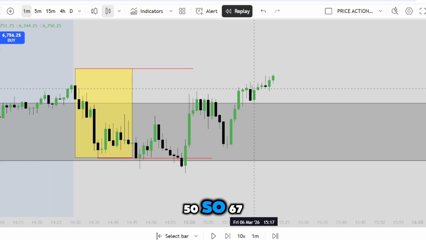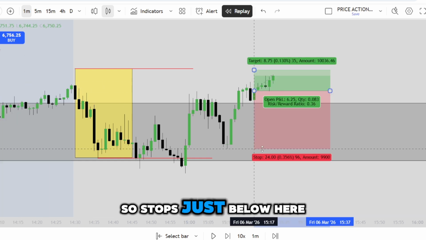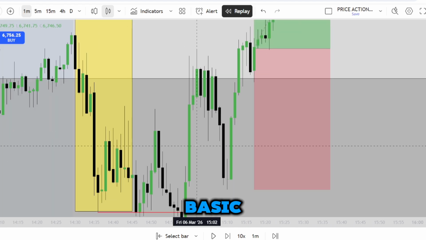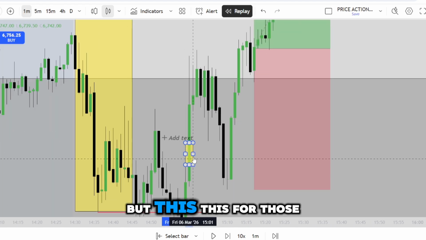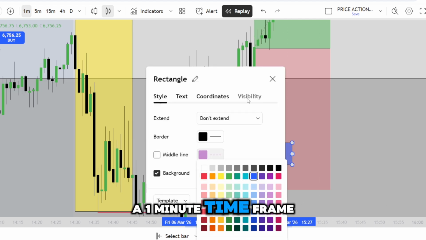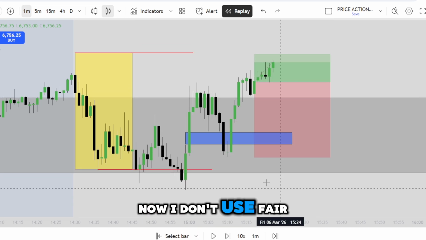67.50. So 67.50, right? So stops just below here. Again, if we just take a look at this from a basic view, I don't really use that many ICT concepts, but for those who are wondering, this is an FVG, or a fair value gap, on the 1 minute time frame.